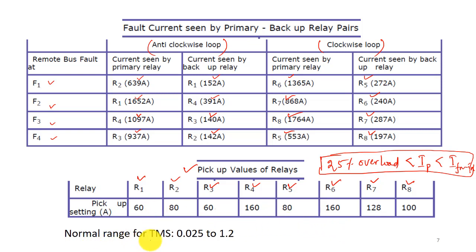The normal range of the TMS, generally there is a range of TMS. In the previous example we have seen the range 0.1 to 1, right? Here the range is 0.025 to 1.2. So this is the minimum value we can set in the TMS dial, and the maximum value we can set is 1.2. So now let us start, how will we do it?